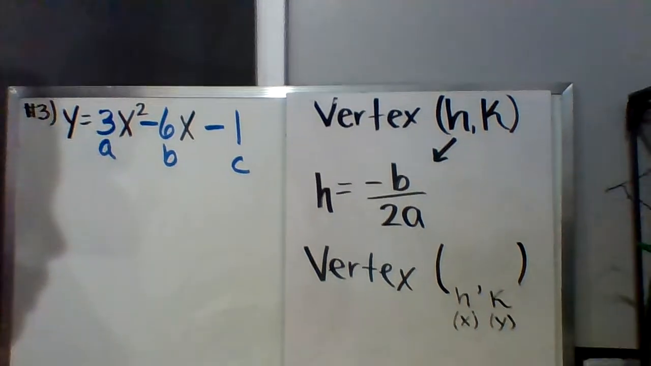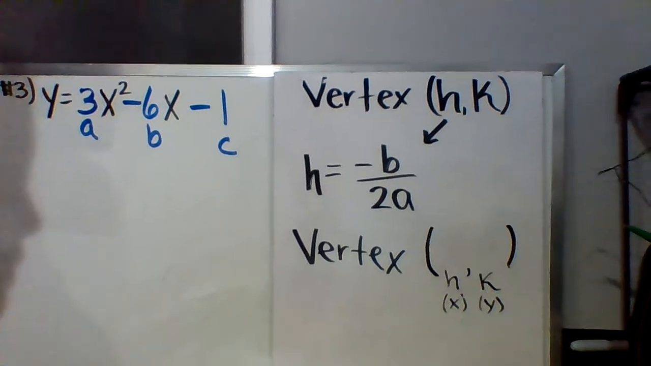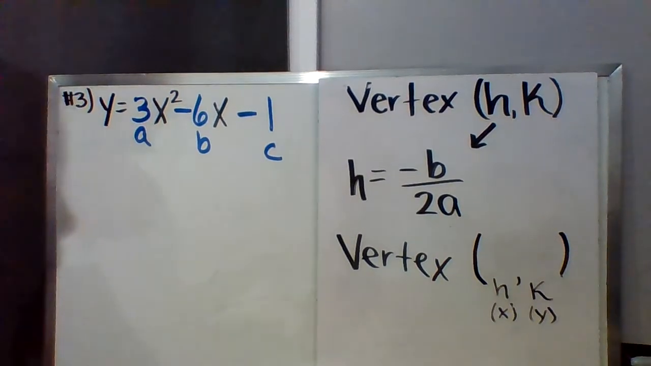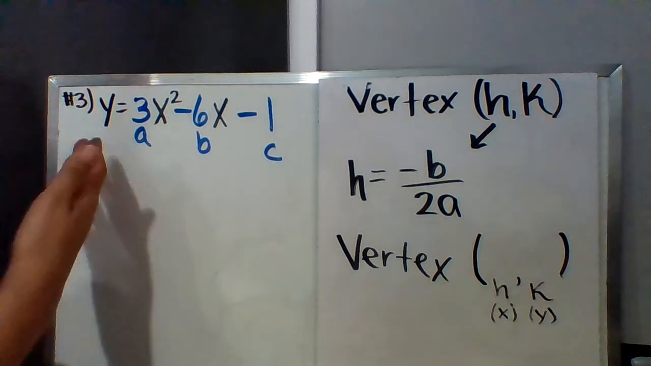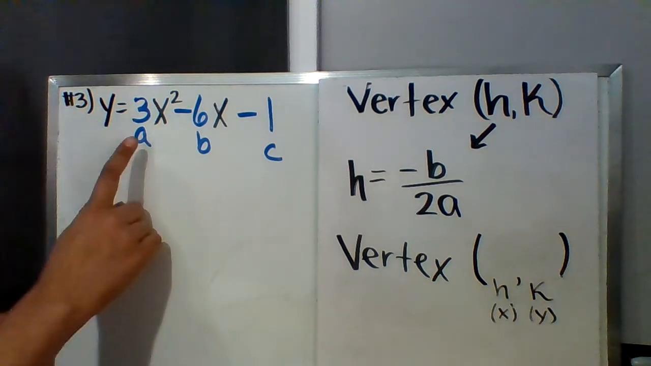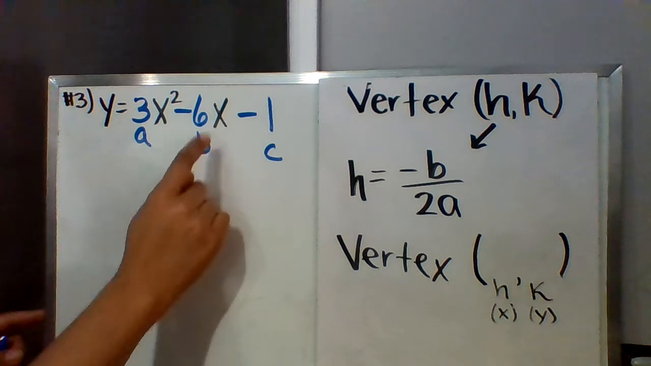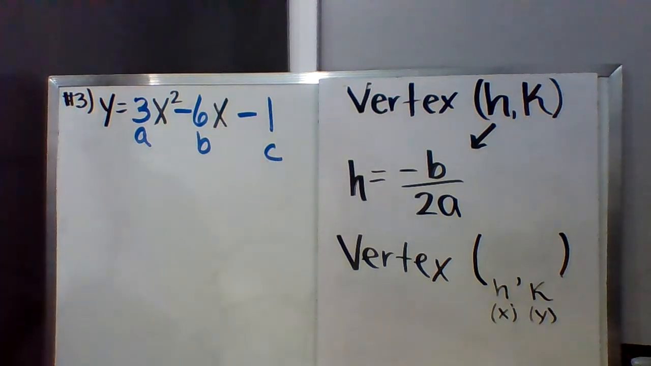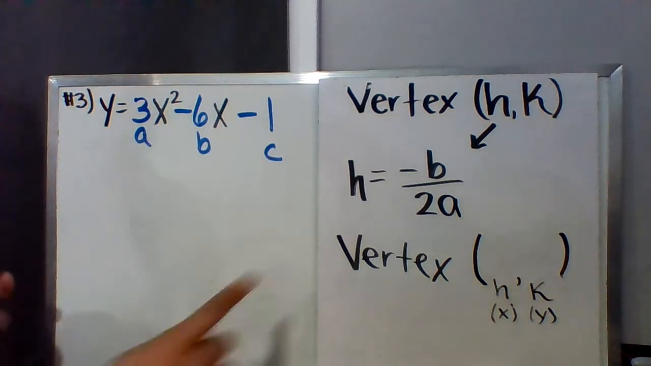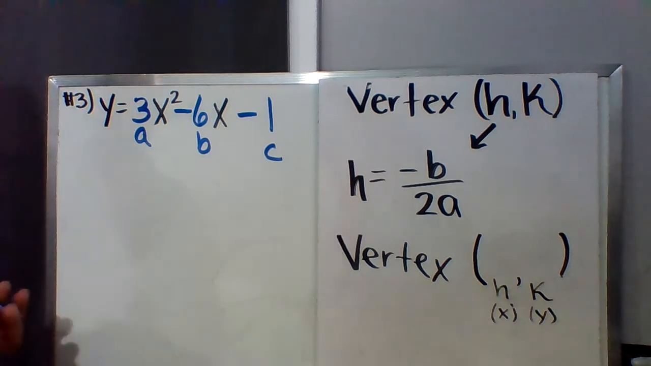All right, for problem number 3, we're going to go ahead and start tackling vertex form. And so here is problem number 3. I went ahead and labeled the A, again, it's always in front of x squared. The B is always in front of x, and C is always your loner number. We're going to go ahead and find the vertex using the formula.